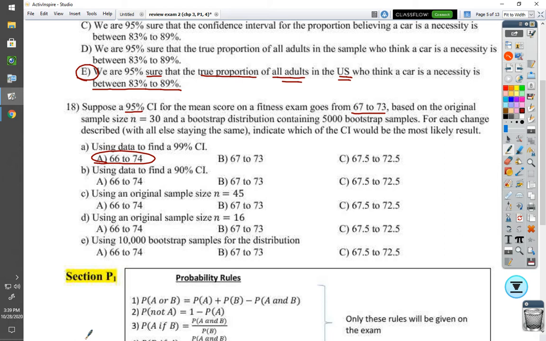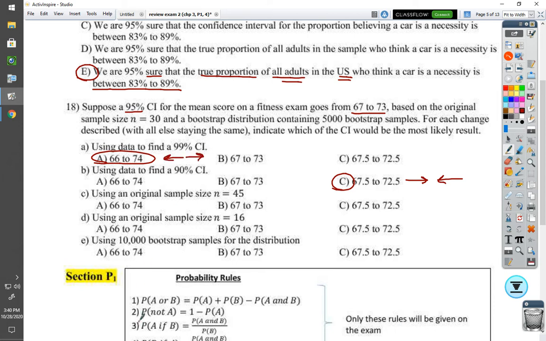In letter B, if I go to a 90%, I'm dropping down, which means the CI is going to shrink. As the CI shrinks, the numbers have to come inward. So 67 has to get closer to 73, and 73 has to get closer to 67.5. Remember, the CI is shrinking slightly, whereas here, the CI was growing.